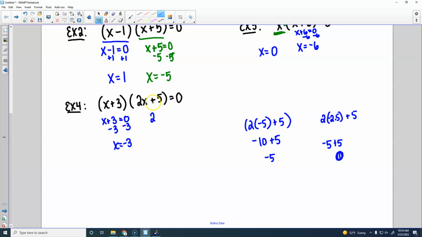Very good. So sometimes it's a little more difficult to think of in your head, so you could just say 2x plus 5 equals 0. You could subtract 5 from both sides. So then 2x would equal negative 5. And then you could divide by 2. So x equals, sometimes we just leave it negative 5 halves. A lot of the answer keys will just leave it a fraction. Or you can do negative 2.5. Either one is fine. Okay. Correct. Very good.